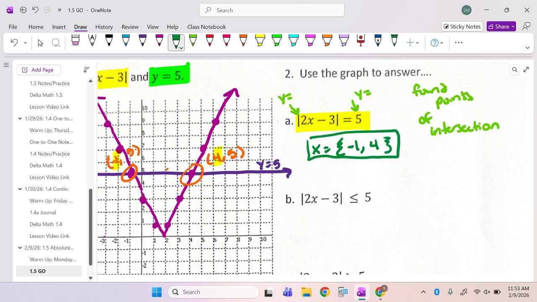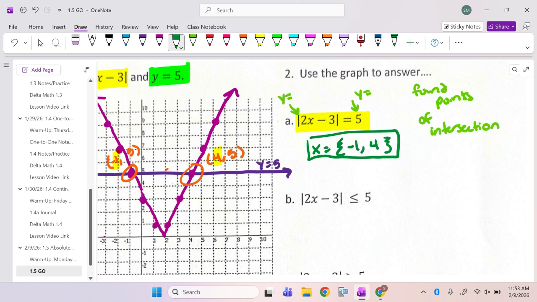Now, inequalities are a bit different. Inequalities are intervals, like we've been doing with key features. Your answers are not just going to be singular answers. Definitively, if we plug -1 and 4 back in for x, we will absolutely get 5 if we did all the arithmetic.